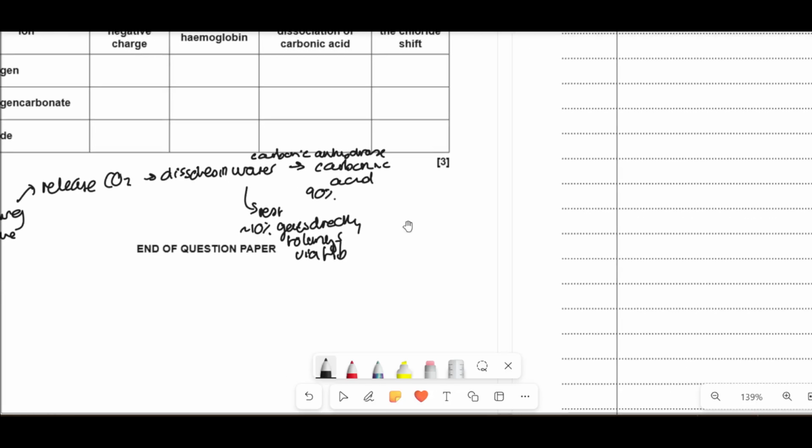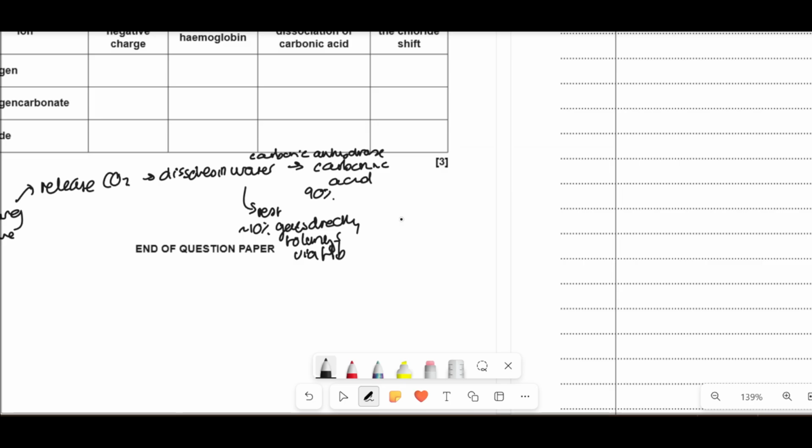Now, the reason we do this is because it forces the CO2 to get to the lungs in a better way. If we just had bubbles of CO2 floating in our blood, you'd have to wait for it to eventually hit the lungs, and that's a bit pointless. So that's why this happens.